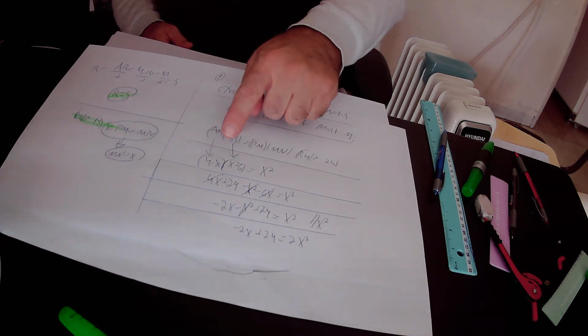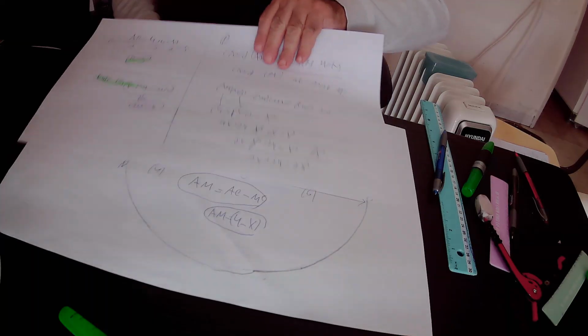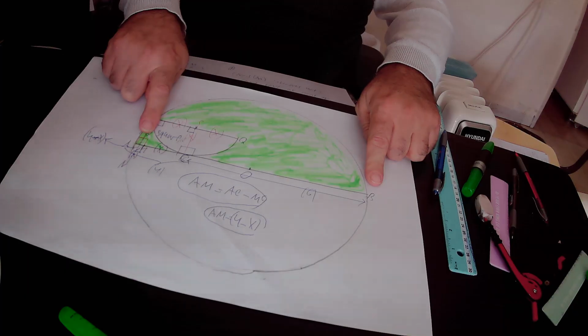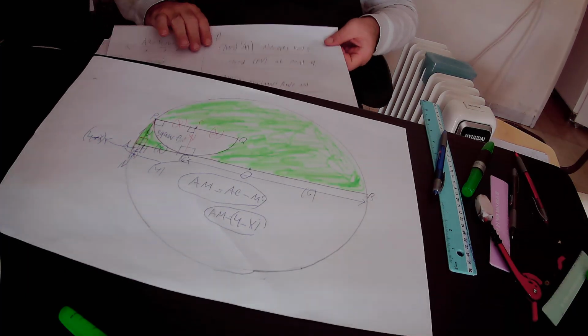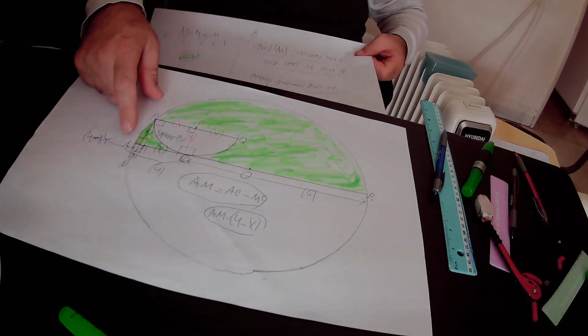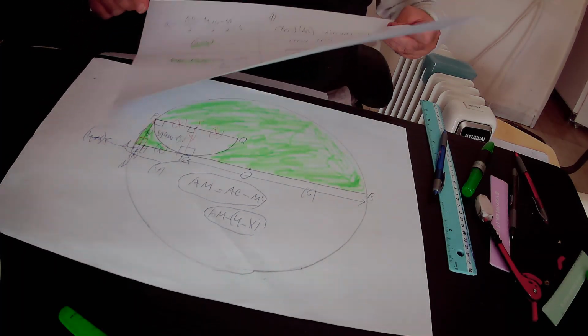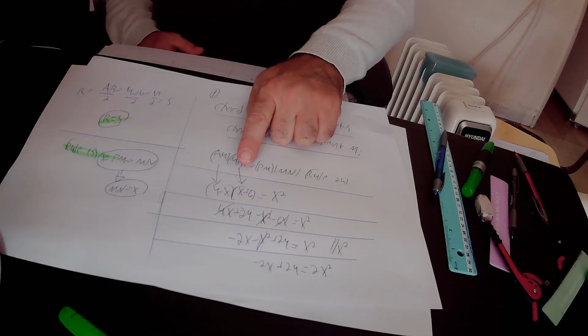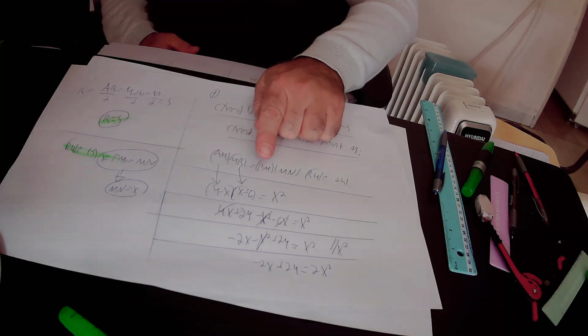We already found out that AM equals to 4 minus X. MB in total equals to X plus 6. And it equals to PM, that is X, times MN, that is X. So in total, PM times MN is X squared. So in total, we found out that 4 minus X times X plus 6 equals to X squared.